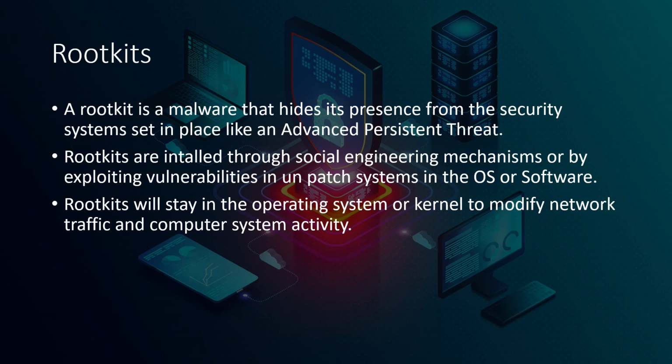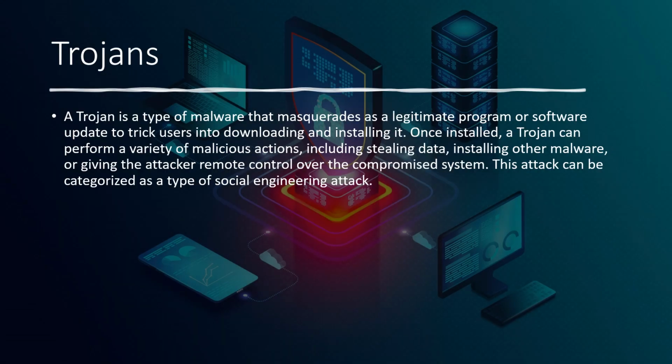A Trojan is a type of malware that masquerades as a legitimate program or software update to trick users into downloading and installing it. Once installed, a Trojan can perform a variety of malicious actions, including stealing data, installing other malware, or giving the attacker remote control over the compromised computer system. This attack can be categorized as a type of social engineering attack.